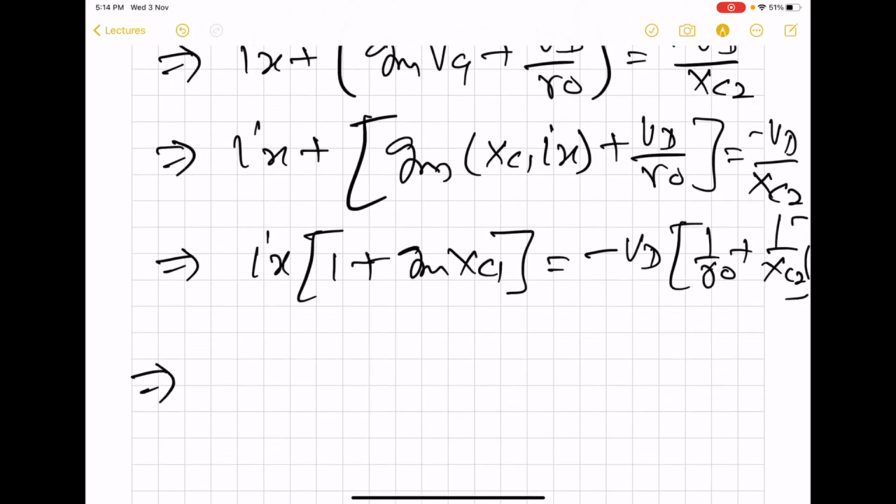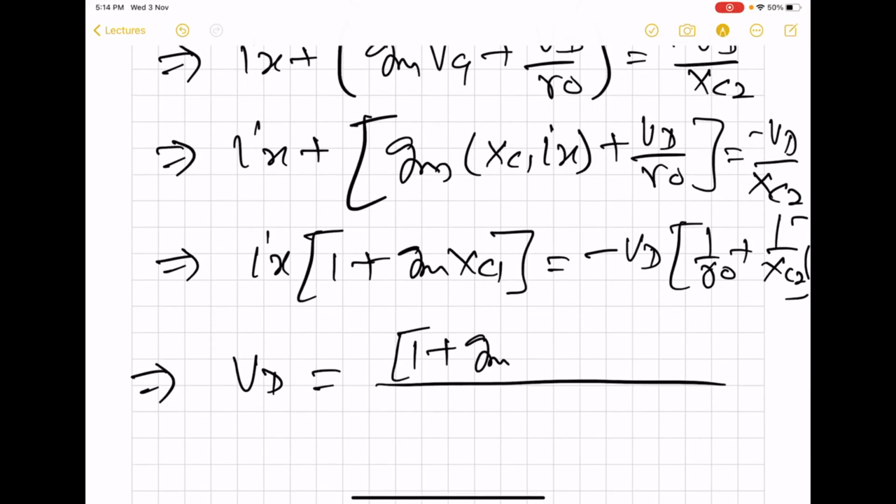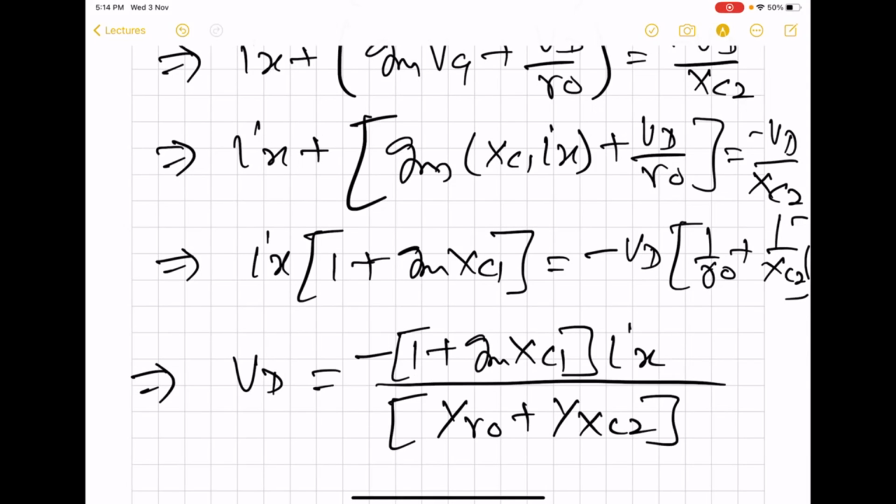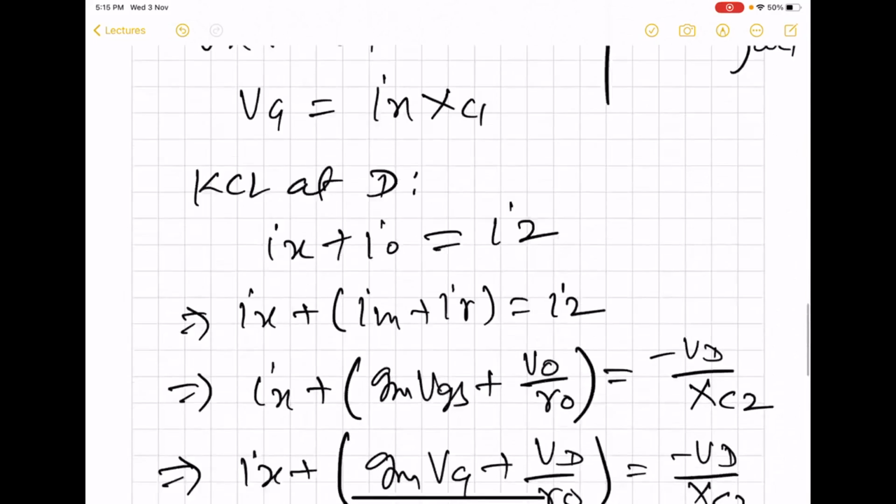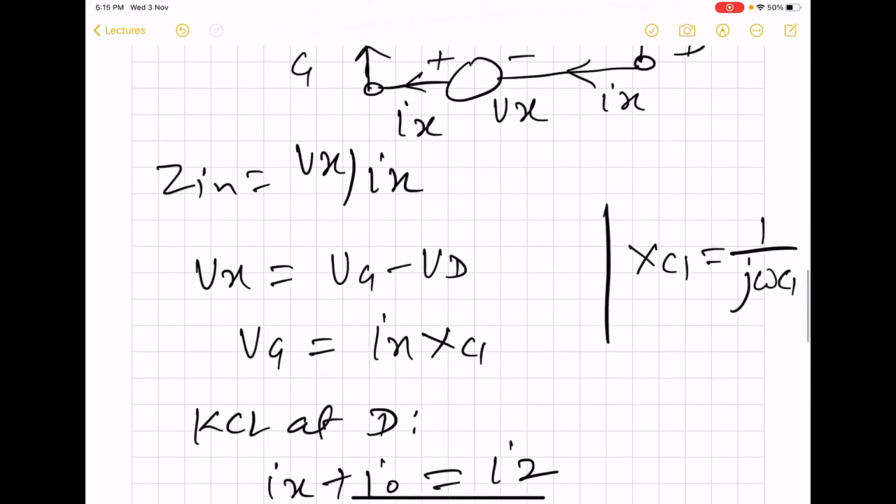So from here we find that Vd is equal to minus (1 plus gm XC1) Ix divided by (1 by R0 plus 1 by XC2). So now we know the two voltages, both Vg and Vd. So we can now find out Vx.